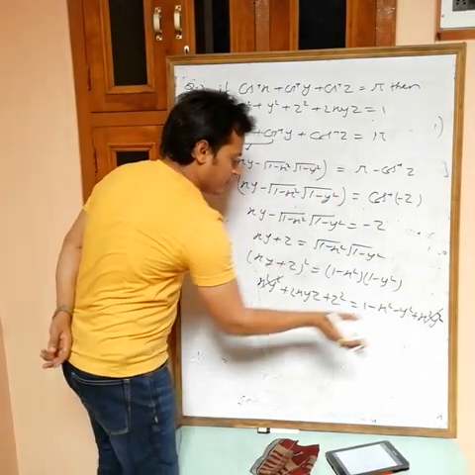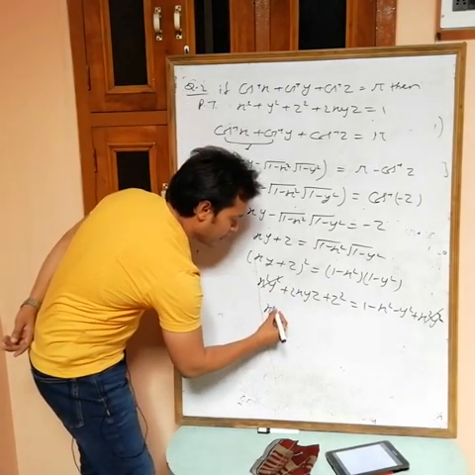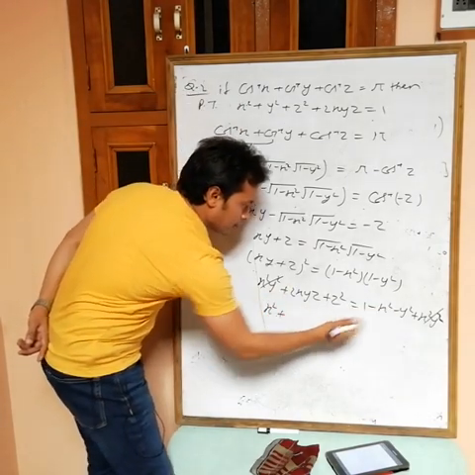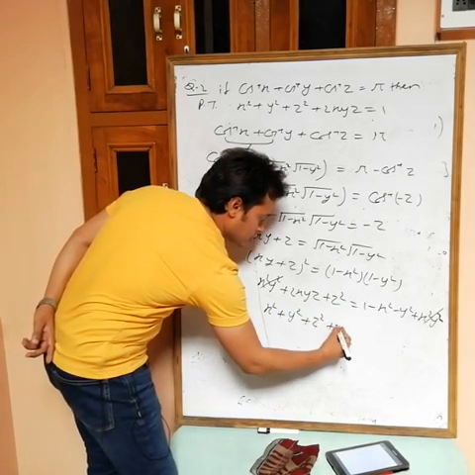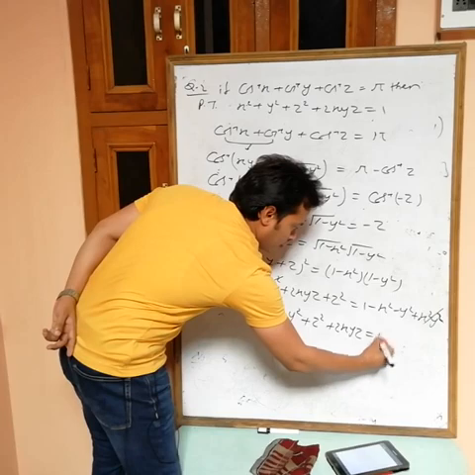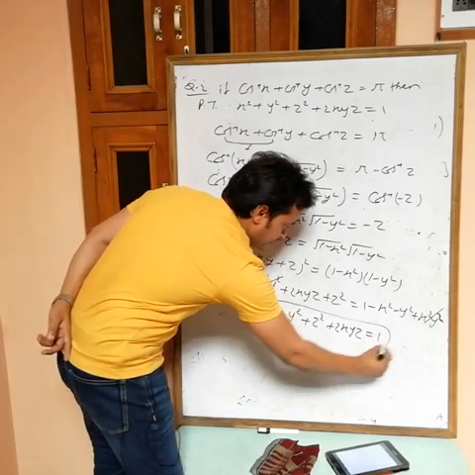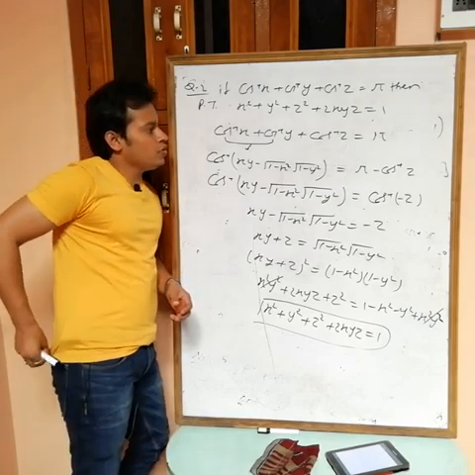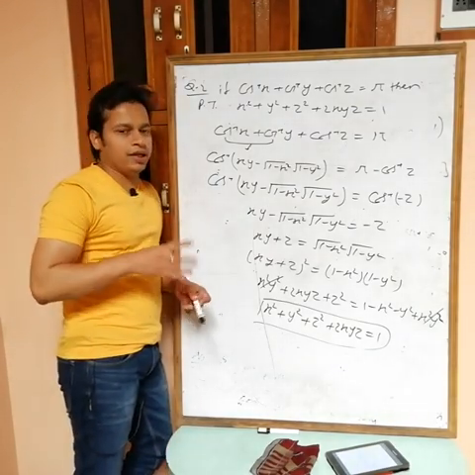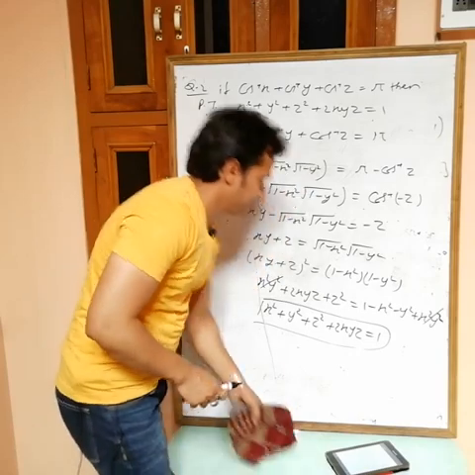Okay, now write this one at this side, then we are getting the answer. So x square plus y square plus z square plus 2xyz equals 1. Hence proved. Okay, write down. And also one thing we will take in question.